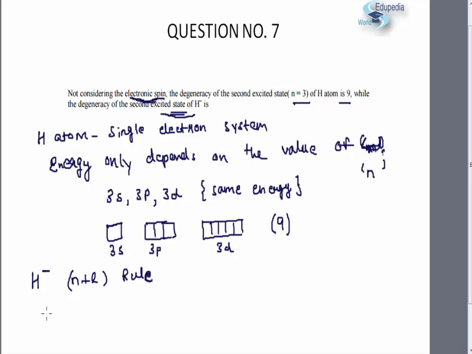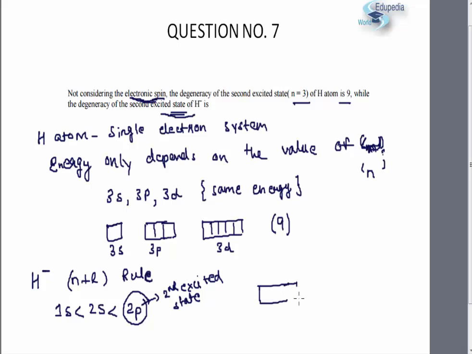Okay, so by the n plus L rule, the minimum energy will be of 1s, then it will be of 2s, and then the energy order will be of 2p. 2s and 2p will not have the same energies over here. So now 2p will be your second excited state for H minus. If this is the second excited state, the degeneracy for 2p will be 3 because there are a total of 3 orbitals over here. So that will be the correct answer to the question, that is 3.